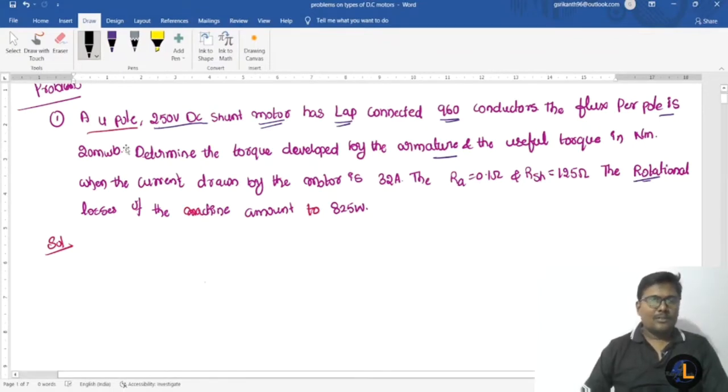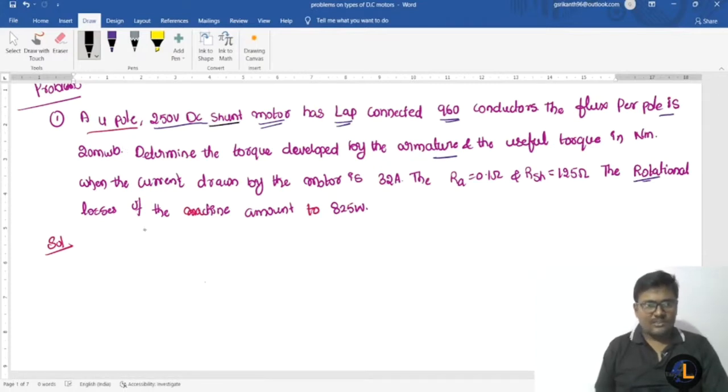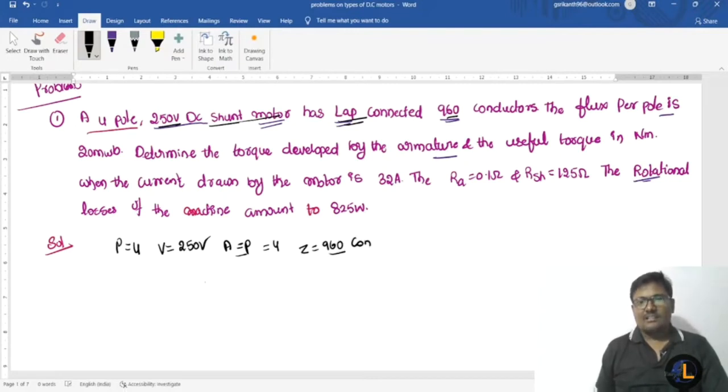So a 4-pole 250 volts DC shunt motor means number of poles are 4, and the supply voltage is 250 volts, and if it is lap connected, that means number of parallel paths is equal to number of poles, which is equal to 4, and 960 conductors, Z is equal to 960 conductors, and the flux per pole is 20 milliweber, 20 into 10 to the power of minus 3 Weber.